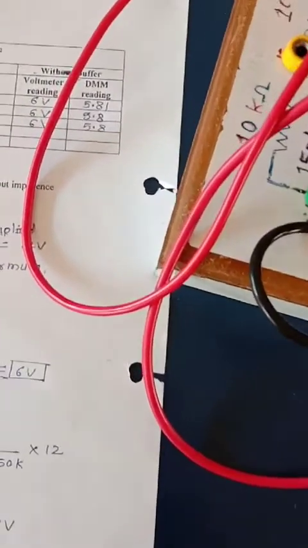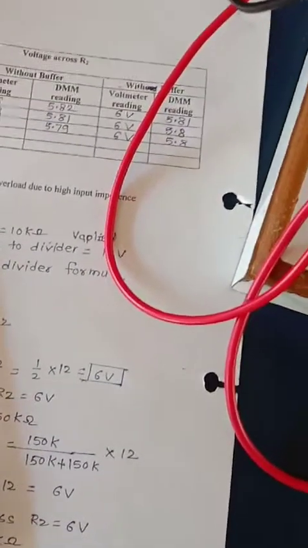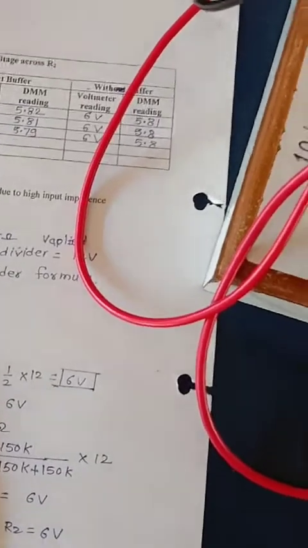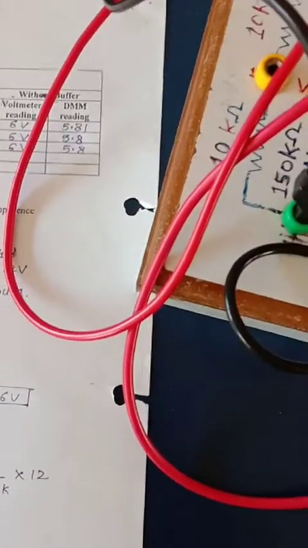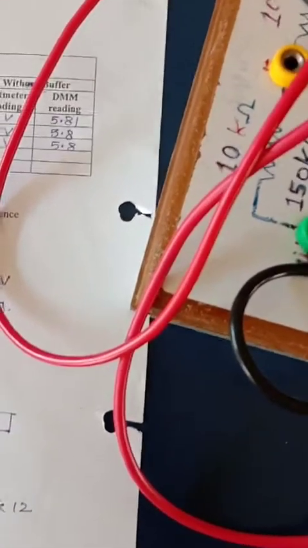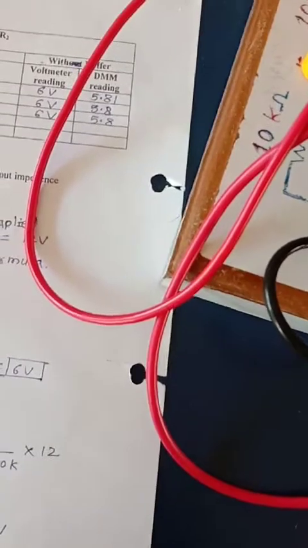So in this way this experiment can be performed. With the buffer we get an accurate reading because the buffer circuit avoids overloading. Therefore with the buffer we get an accurate 6 volt. So we will stop here.